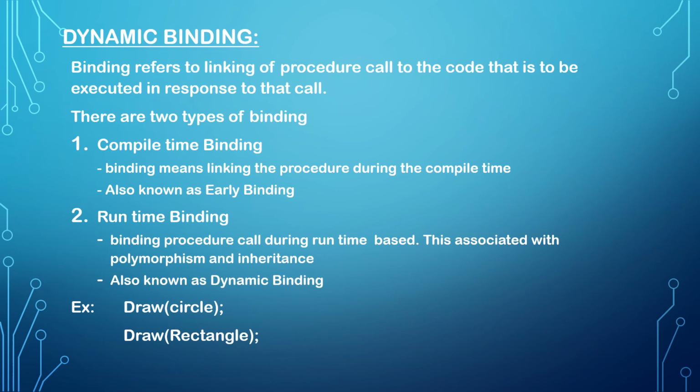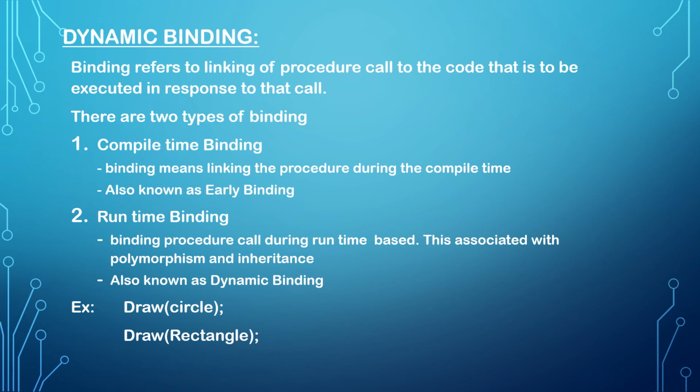During runtime, the procedure call will map to its functions. So this is dynamic binding, otherwise called late binding. It is only known at runtime or during the execution time, based on the input maybe. An example: draw is a function, and based on the input it draws a circle or rectangle. Whatever the user gives, it acts accordingly. So it is called runtime binding or late binding.